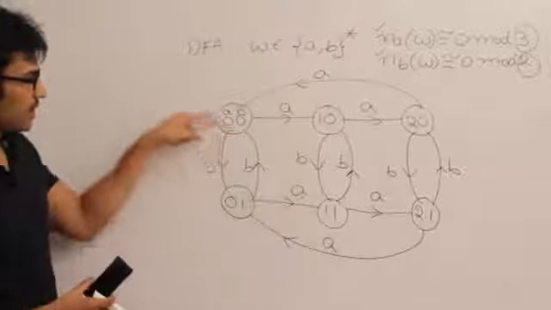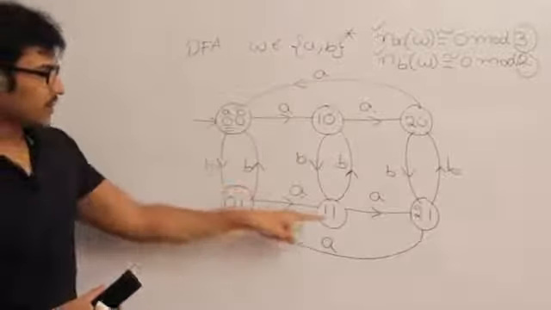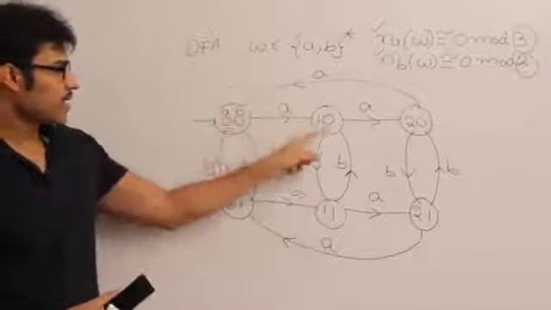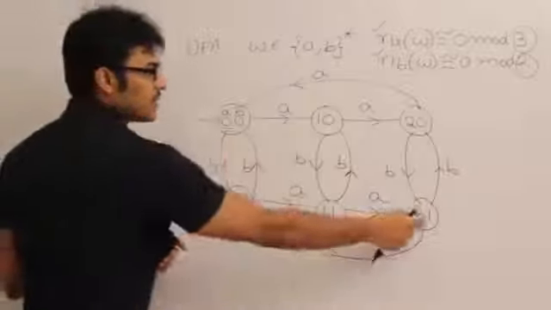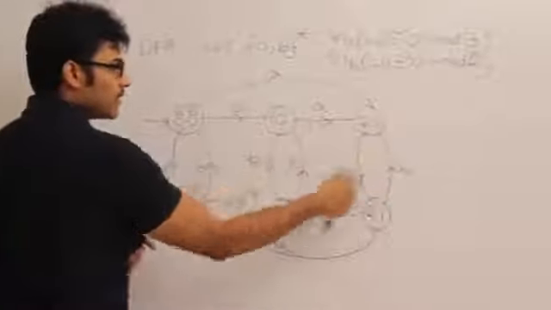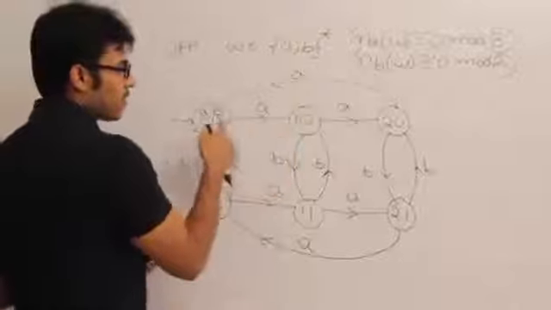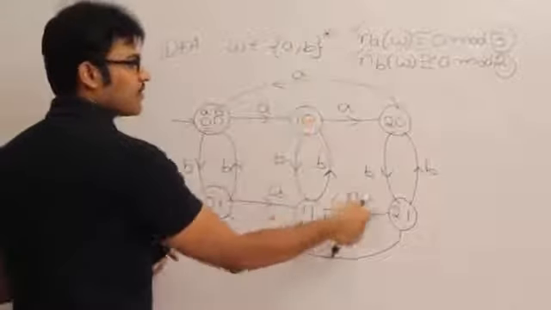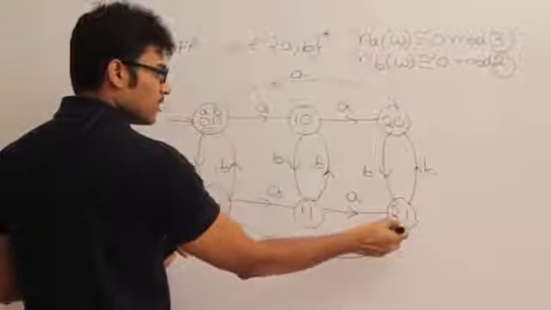In order to reach this state, I have to see 1B and 1A, 1A and 1B, or 1A and 1B. In order to reach this state, I have to take 2 A's and 1 B, or 1B and 2 A's, or 1A, 1B, 1A. However, I am going to get 2 A's and 1 B.